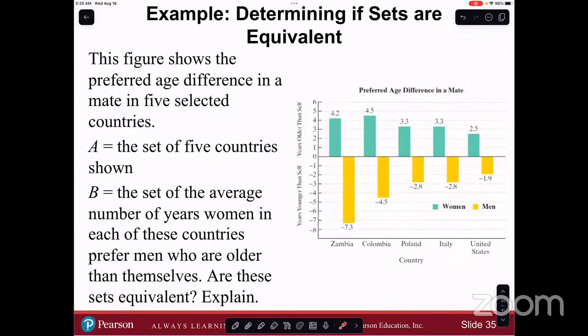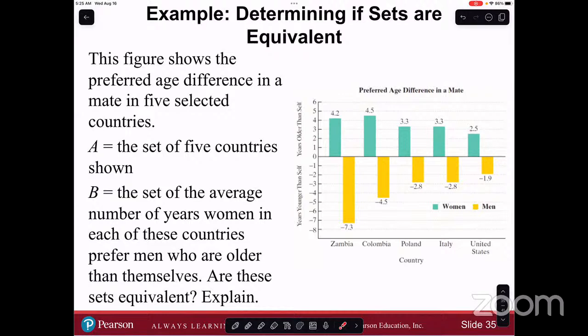So this figure shows the preferred age difference in a mate in 5 selected countries. A is the set of 5 countries shown. B is the set of the average number of years women in each of these countries prefer men who are older than themselves. Are these sets equivalent, and explain? So A is the set of 5 countries shown. The cardinality of A is 5, right? 1, 2, 3, 4, 5, right?